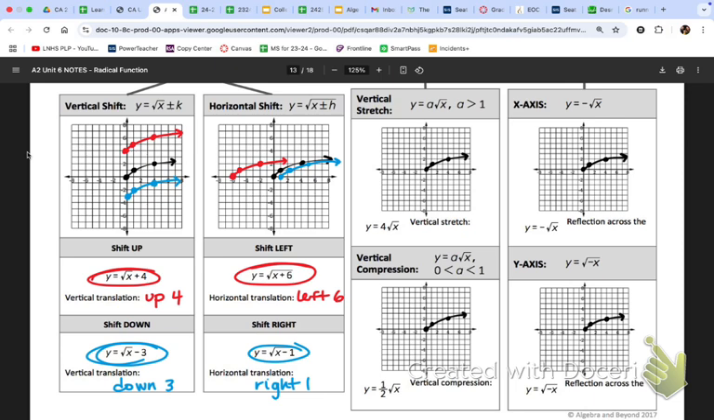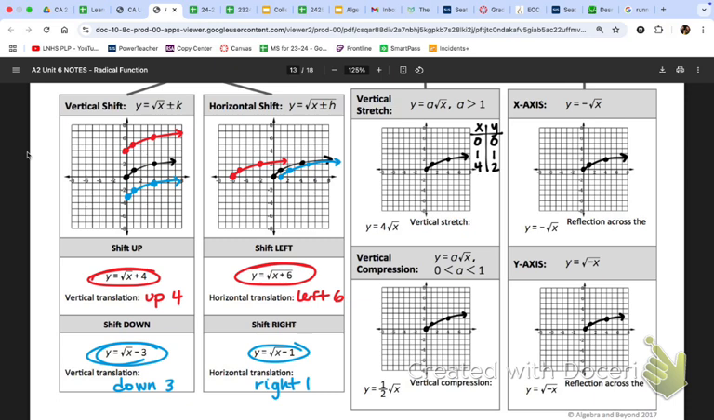Okay, this is the most difficult out of the bunch: your stretch and shrink, or your stretches and compressions. I'm just going to quickly jot down what these points that we had are, right? So we have x, y. We've been using the whole time for square roots. Square root of 0 is 0. Square root of 1 is 1. Square root of 4 is 2.